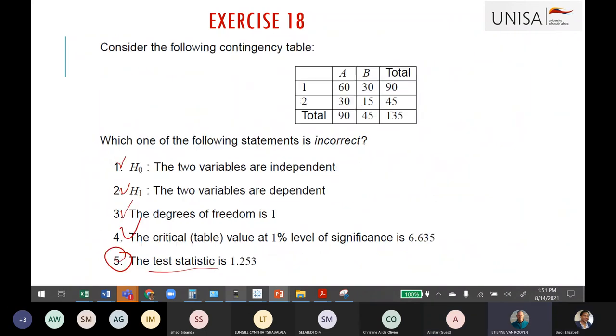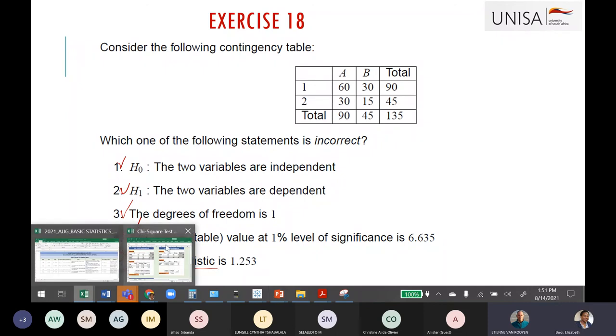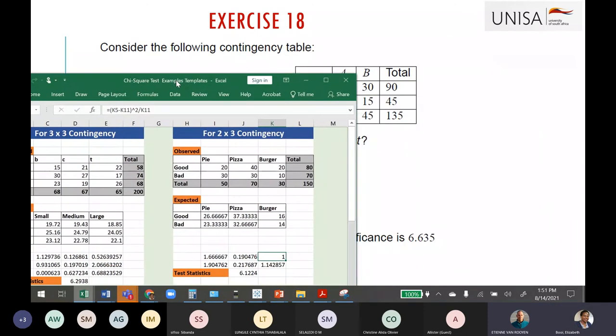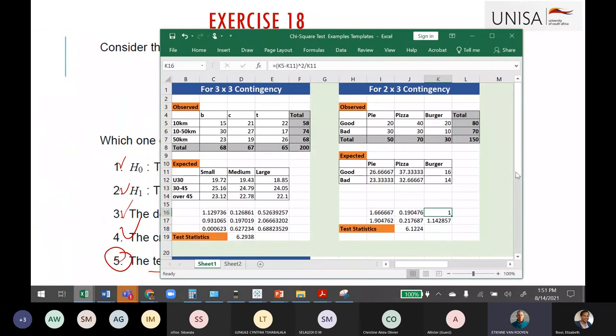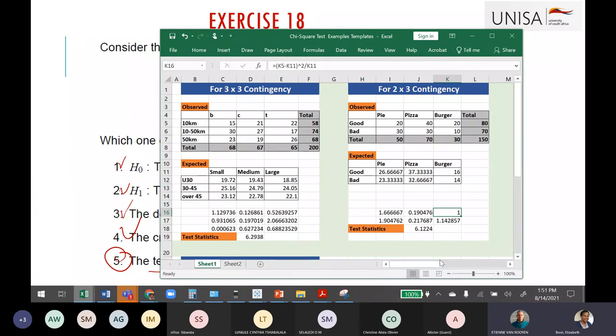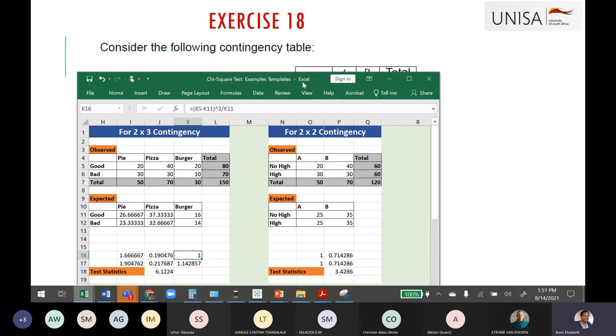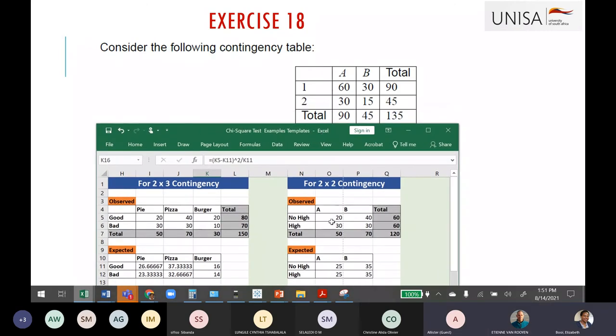Lizzie, if I may ask, when we work this out inside Excel, your expected and observed tables are identical. Yes, so they might be. That's statistically possible, though I didn't think these calculations would always be different. Not necessarily. So this is 2 by 2. It's 60, 30, 30, and 50. And there we go. Now they're identical.